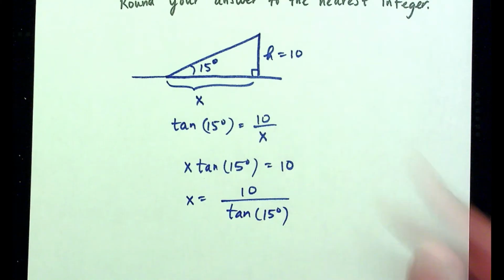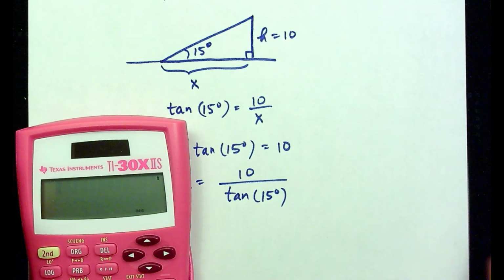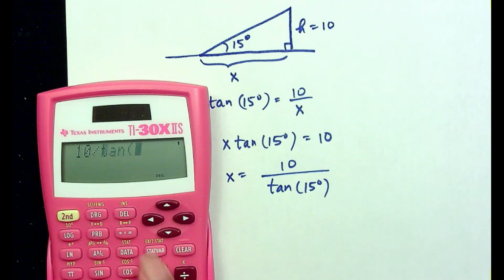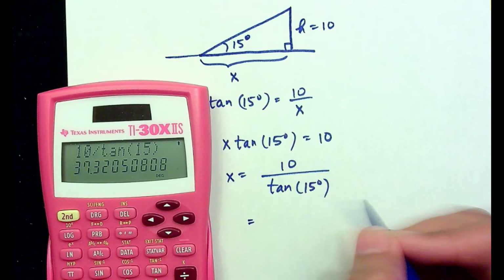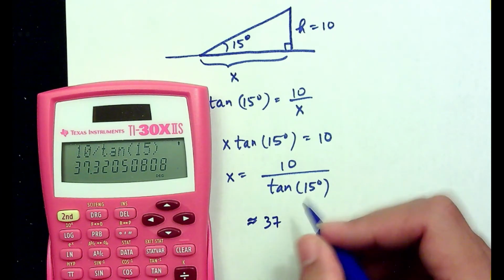They want us to round to the nearest integer, so let's put this in the calculator and find out how much this is. So this would be 10 divided by tangent of 15 degrees. Make sure though that your calculator is in degrees, not in radians. Mine is in degrees, so this is good. So we get 37.3. We have to round to the nearest integer, so that would be 37 feet.